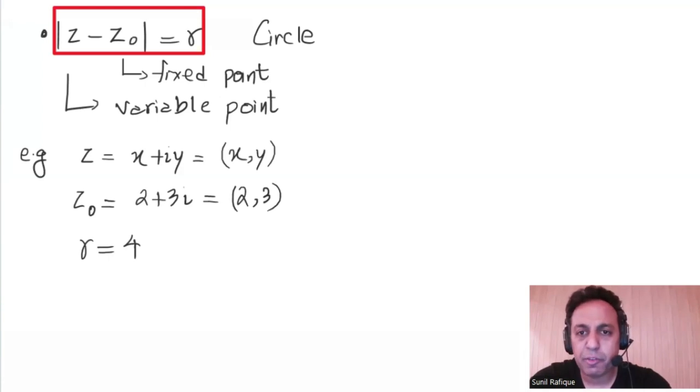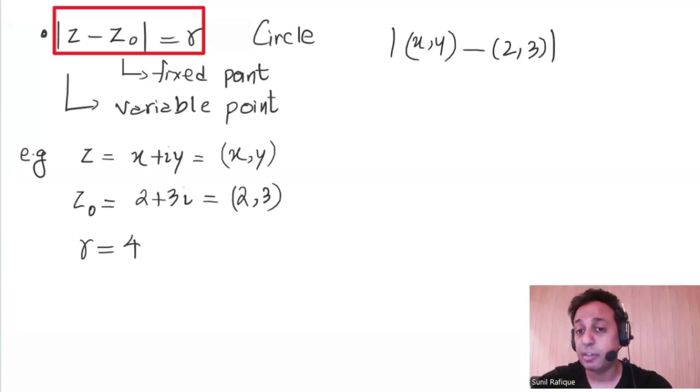So what happens if I write this form? I'm going to be doing it here: modulus of z, that is xy, minus 2, 3. We know that this represents the distance between the point xy and 2, 3. So this is equal to 4.